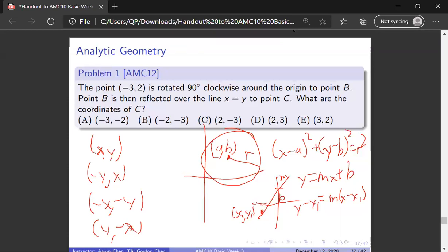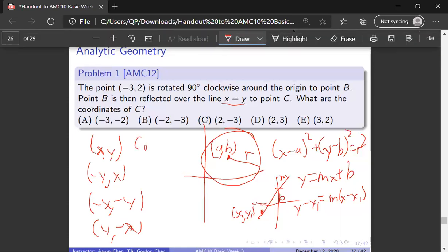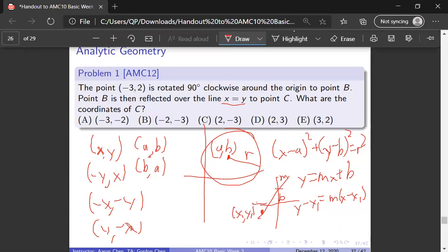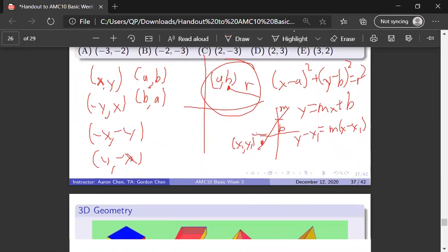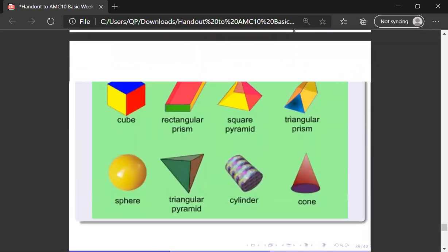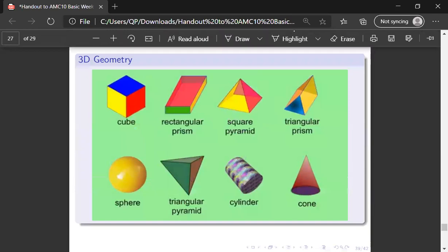And for reflections across the line y equals x, if the original was (a, b), then the new one is (b, a), and across y equals negative x is almost the same, except you have to include a negative. All right. And we also have 3D geometry to cover, so I'll also cover this pretty quickly.